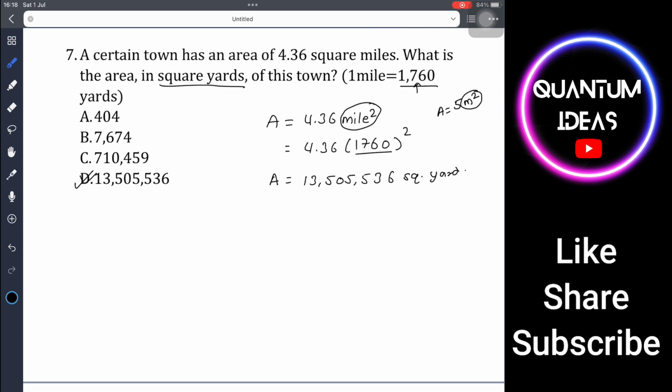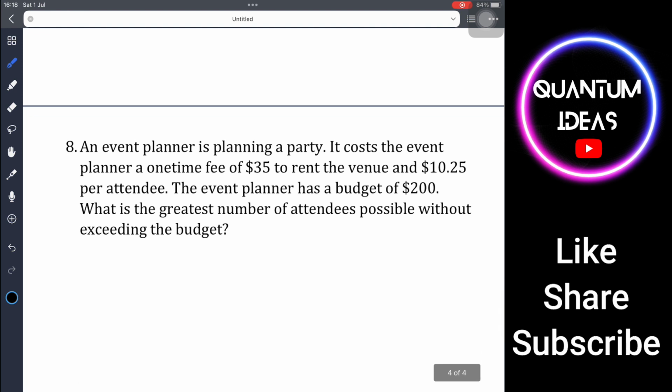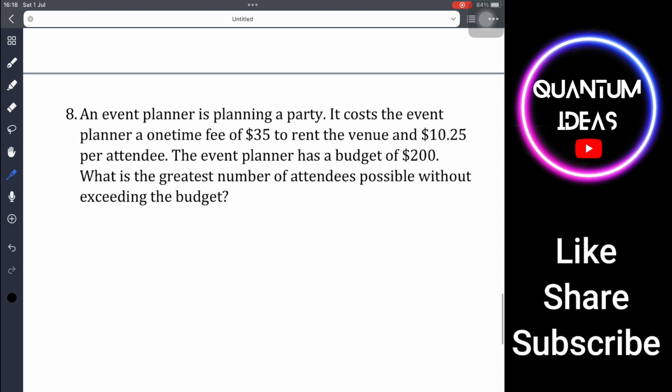Okay, let's move to another problem. Next is an inequality type problem. An event planner is planning a party. It costs the event planner a one-time fee of $35 to rent the venue. Clear? And $10.25 per attendee, meaning the other cost will be $10.25 times the number of attendees. If the number of attendees increases, you have to multiply by their number.